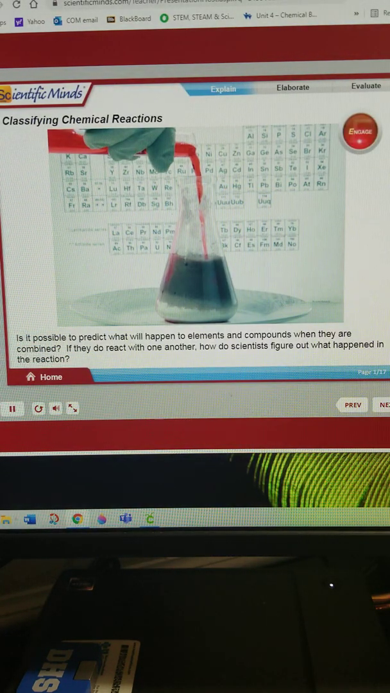Is it possible to predict what will happen to elements and compounds when they are combined? If they do react with one another, how do scientists figure out what happened in the reaction?